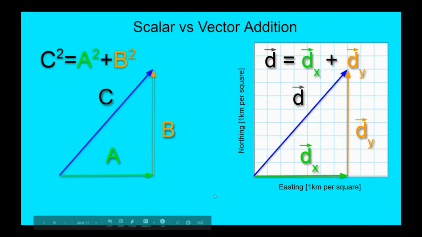What happens when we want to add these guys up? In ordinary math, you would write c squared equals a squared plus b squared to get this triangle. But if you put vector notation on it, you can just write it like this. Vector d is the addition of these two. In other words, to go from here to there, you can do it in two separate passes.